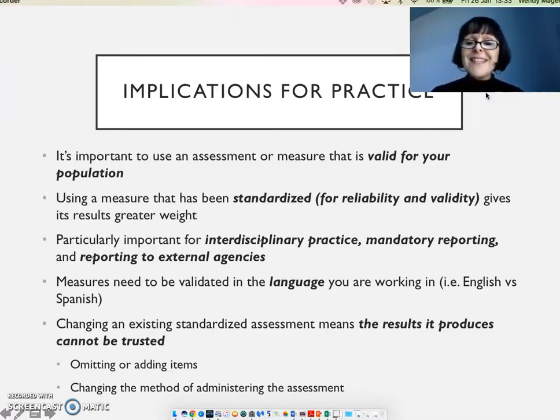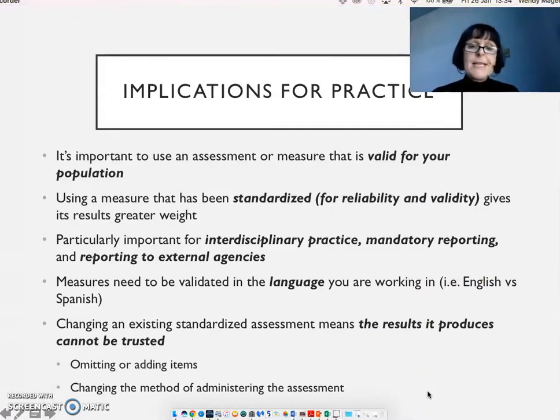Measures also need to be validated in the language in which you're working. I have a lot of people ask me whether they can translate the MATADOC into their language so they can use it. And by all means, you can do that, but it's no longer valid because it hasn't been validated in that language. So for example, taking an English-based measure and translating it into Spanish, it means you can use it, but it actually isn't valid in that language. So that's just something to keep in mind. Sometimes, though, a non-validated measure can be better than no measure. I would say that.